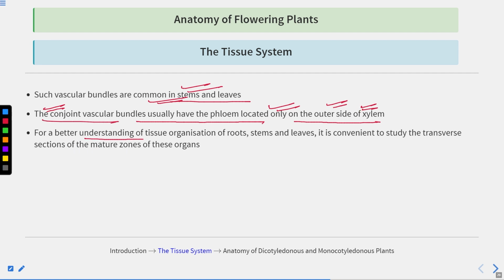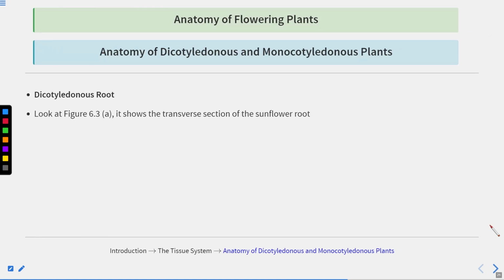For a better understanding of the tissue organization of root, stem and leaves, it is convenient to study the transverse section of the mature zone of these organs. So if you want to study the internal structure of the stem, you will see the cut section of the stem. If you want to see the internal structure of the root, you will see the transverse section of the root, and in the same way in the case of leaves also. So let us see the dicotyledonous root.